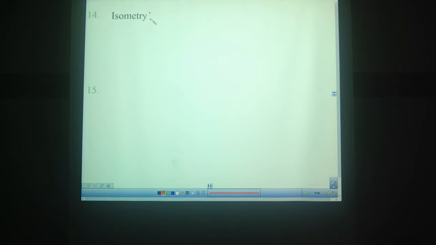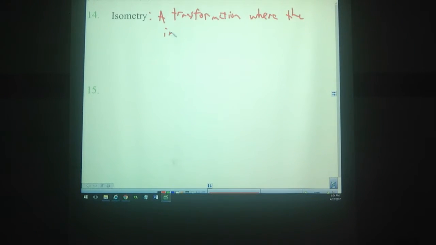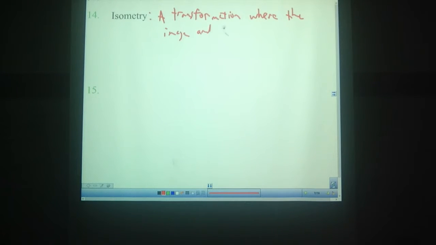We call some transformations isometries. Isometry means a transformation where the image and the pre-image are congruent. Now, what does congruent mean? Congruent means exactly the same in every way.